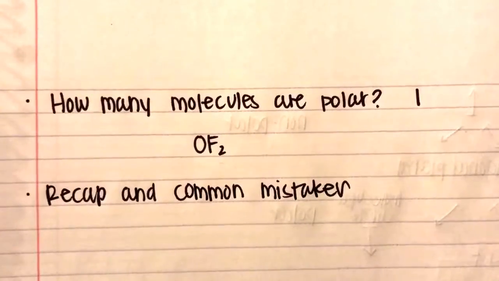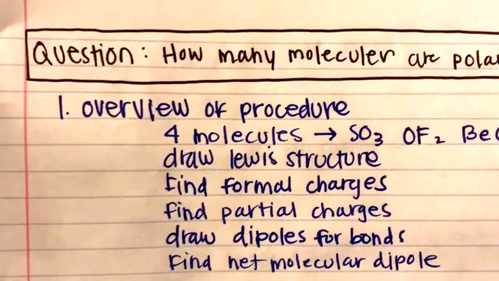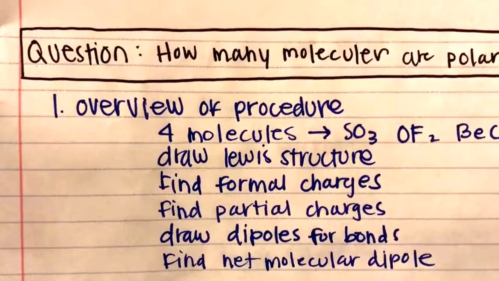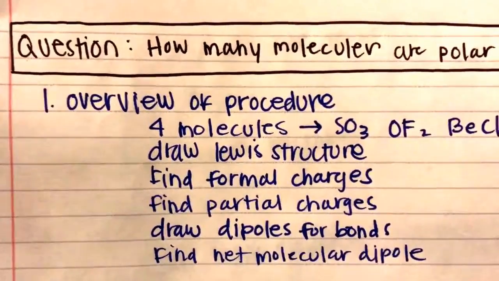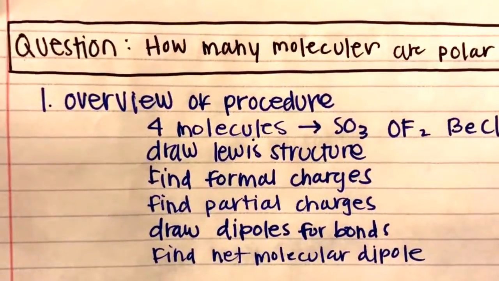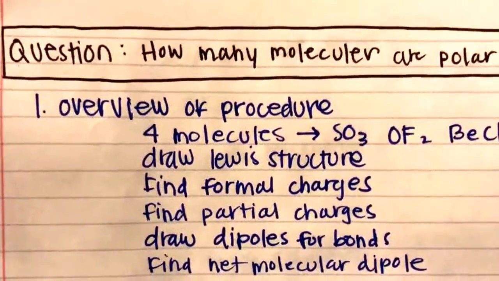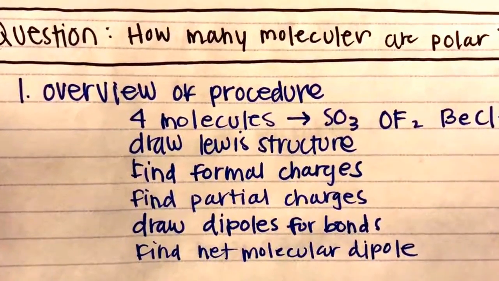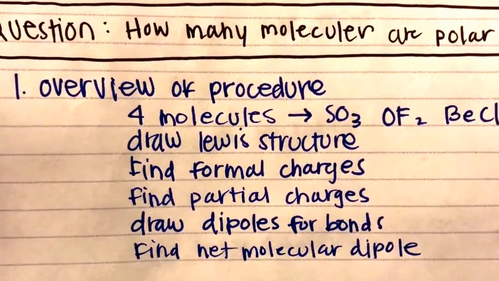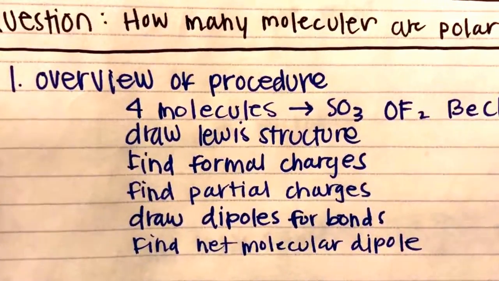Now let's do a recap and show some common mistakes that may happen. Looking at the overview of our procedure, we can see, did we do all these steps? Did we find all these things in order to find our answer? Which is true, we did. The first thing we did was draw our Lewis structures, then we found formal charges, then partial charges, found the dipoles, and then found the molecular dipoles.